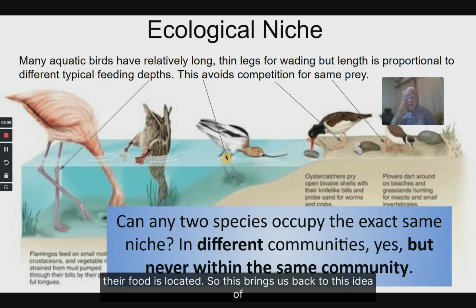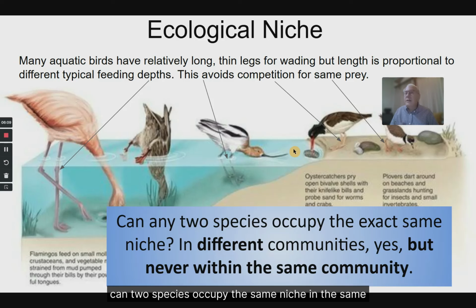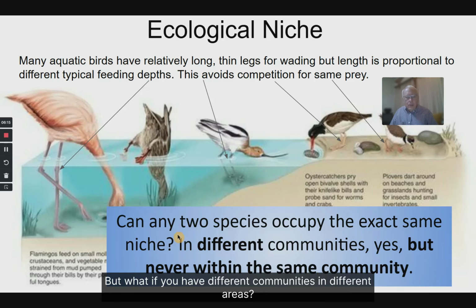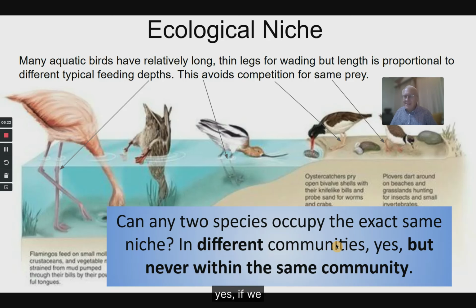So this brings us back to this idea of, can two species occupy the same niche in the same community? And that's no, never. But what if you have different communities in different areas? Can they occupy the same niche in this case? Well, kind of yes.